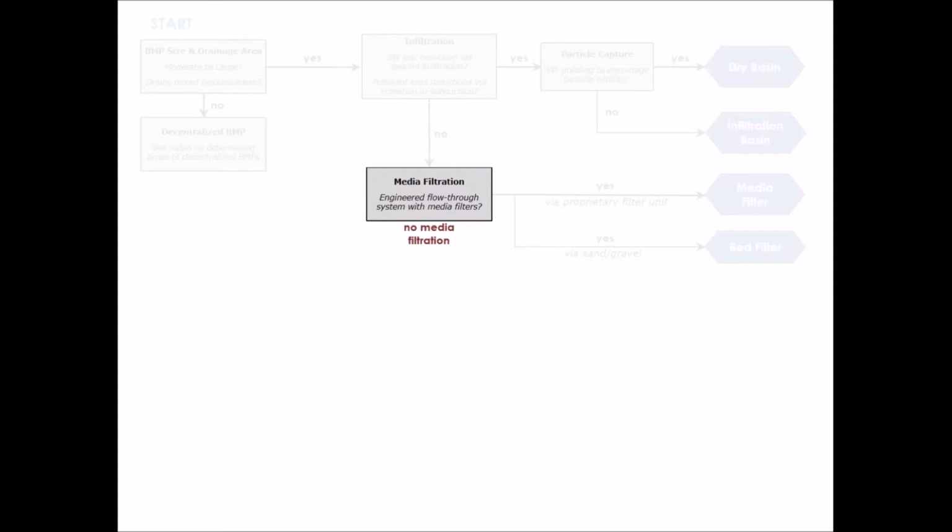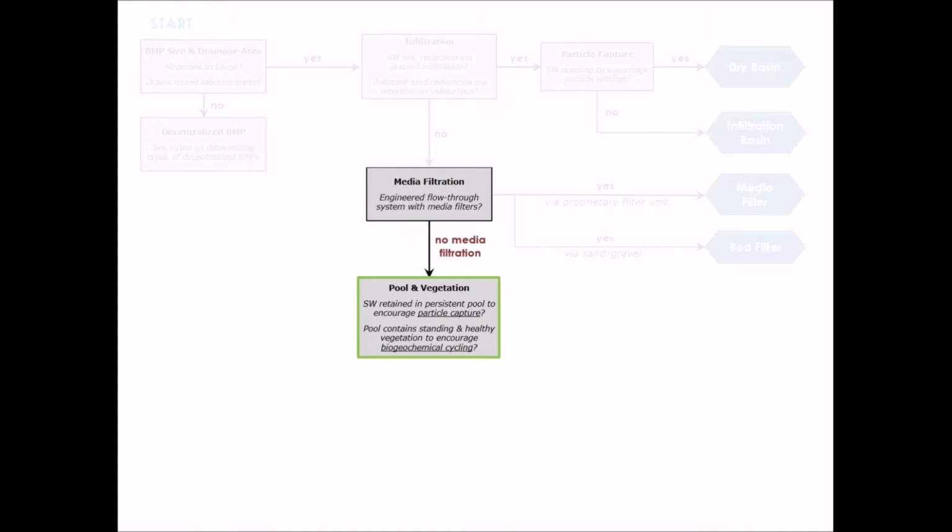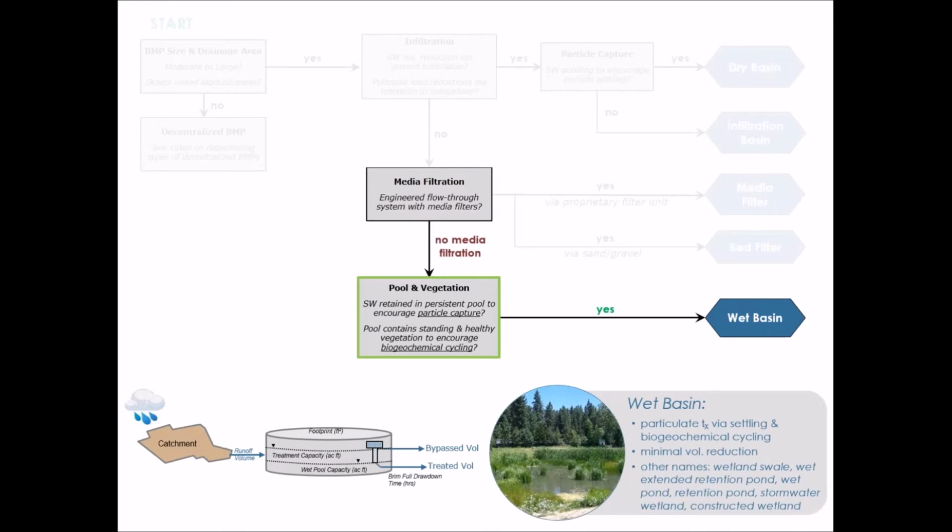If no media filtration takes place within the BMP, the next question is if it retains stormwater in a persistent pool and possesses standing and healthy vegetation that can tolerate periods of longer inundation. These BMPs are classified as wet basins. Wet basins are flow-through basins designed to retain some volume of stormwater runoff in a persistent pool of surface water. Designs may include additional detainment storage of stormwater for some minimum time to reduce peak flows. Dense vegetation of wetland and riparian species is common, encouraging biogeochemical cycling of pollutants, and the basin substrate is typically fine organic matter and silt.